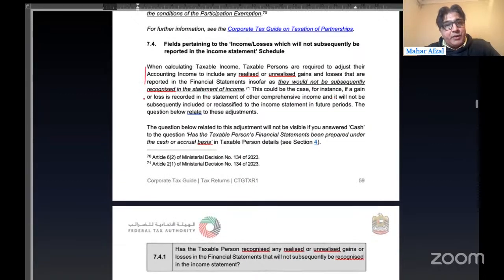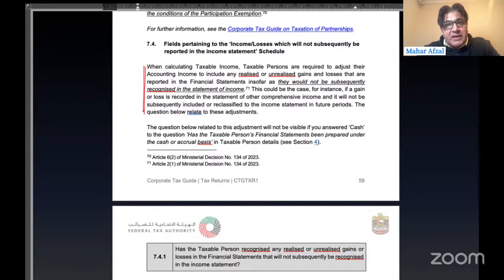Again, this is very important. There might be a gain or loss reported in the statement of comprehensive income, not in the profit and loss account. If any gain or loss is reported in the statement of comprehensive income and will not be reported again in the future, then we need to make the adjustment related to that gain or loss as well, because it will not be reported anywhere in the future in the financial statements. This will be reported in the current tax period.